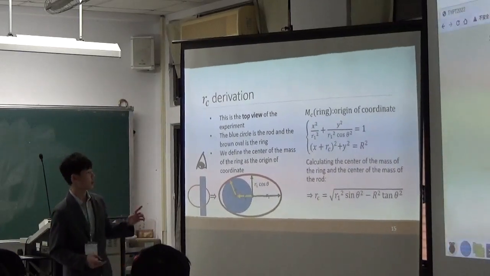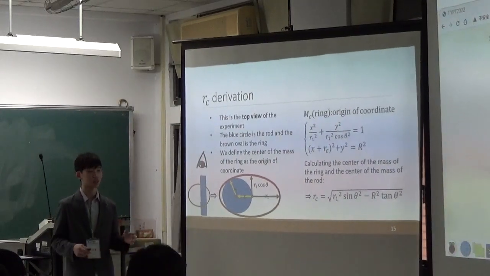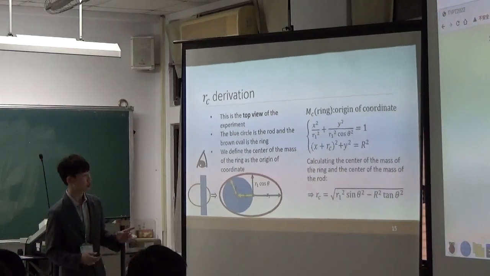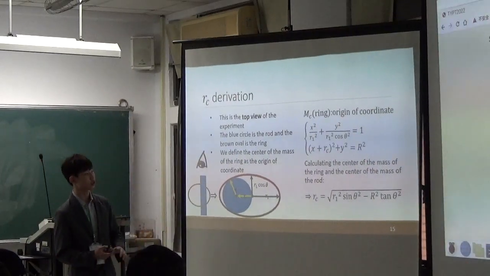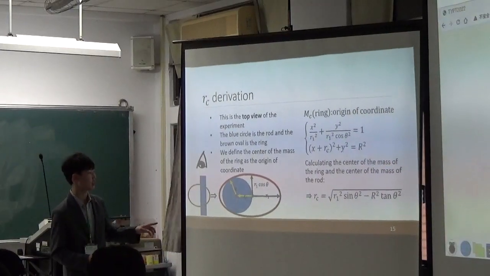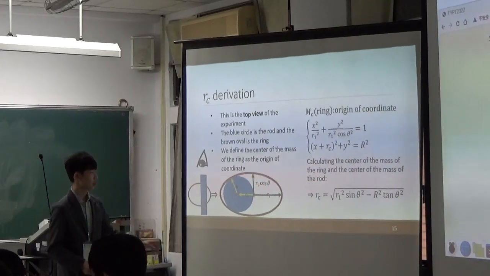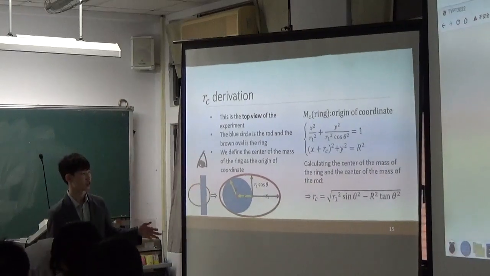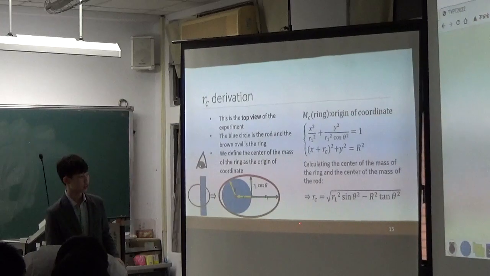So we define the center of the mass of the ring as the origin of coordinate, and R1 is on the x-axis and R1 cosine theta is on the y-axis. Then we can define two equations: the first is the equation of the ellipse of the ring, and the second is the equation of the circle of the rod. And because it has two reaching points, we can make them into the simultaneous equation, and after the calculation we can find the RC.